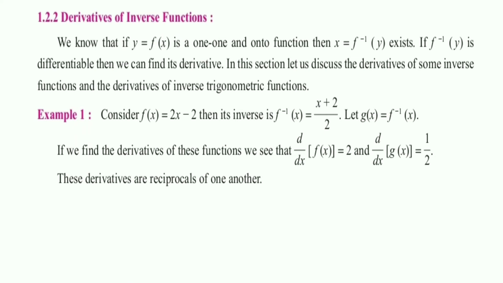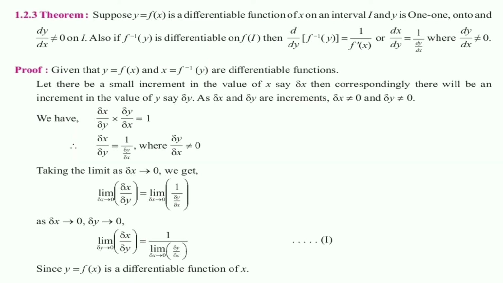Let g of x equal to f inverse x. If we find the derivatives of these functions, we see that derivative of f of x equals 2, derivative of g of x equals half. These derivatives are reciprocals of one another. Suppose y equal to f of x is a differentiable function of x on an interval I and f is one-one onto and dy by dx not equal to 0 on I. Also, if f inverse y is differentiable on f of I, then d by dy of f inverse y equals 1 upon f dash x, or dx upon dy equals 1 upon dy by dx, where dy by dx not equal to 0.